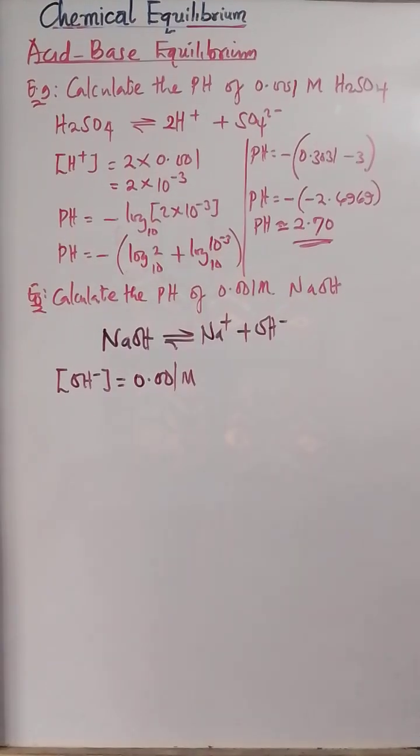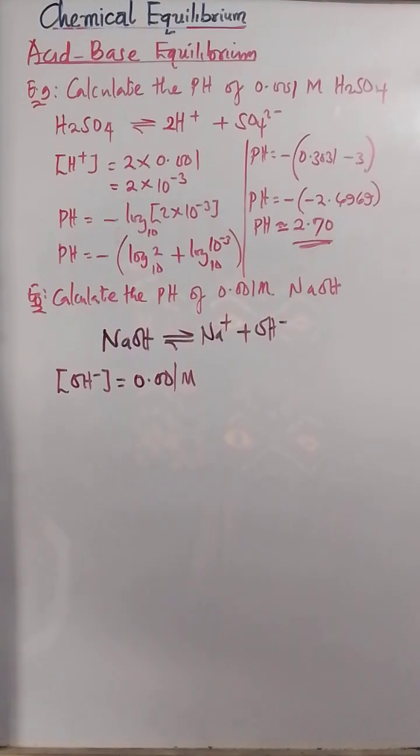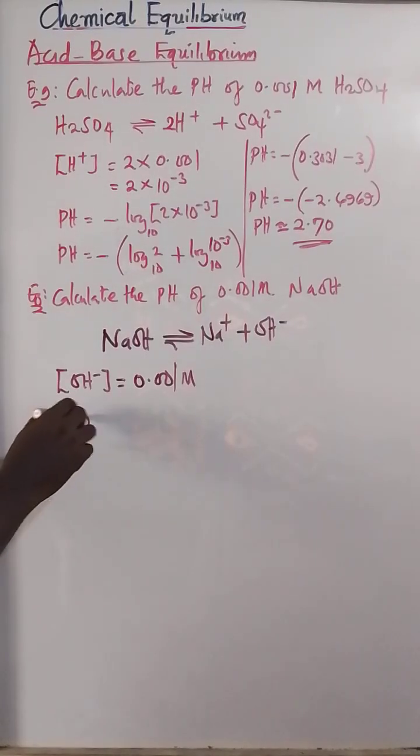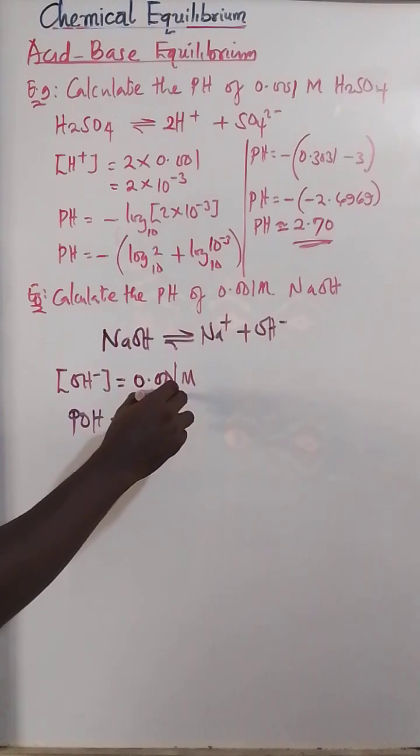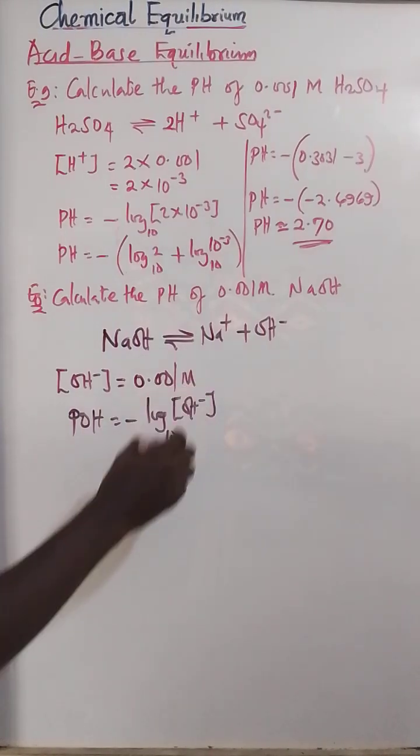So let's continue. If you are given the OH minus concentration, the best is to first get the pOH. And what's pOH? Similar: negative logarithm to base 10 of the concentration of OH minus.